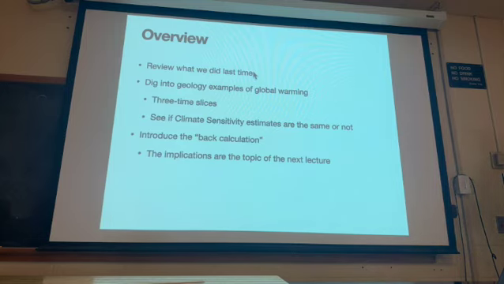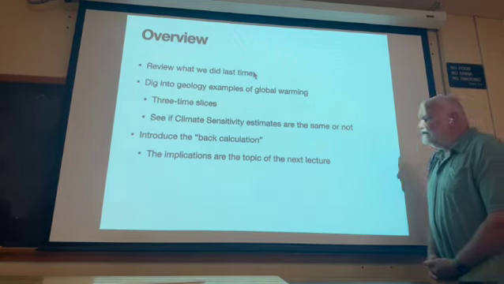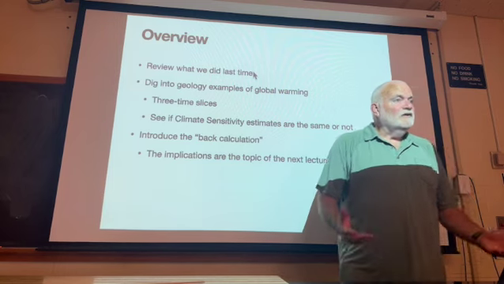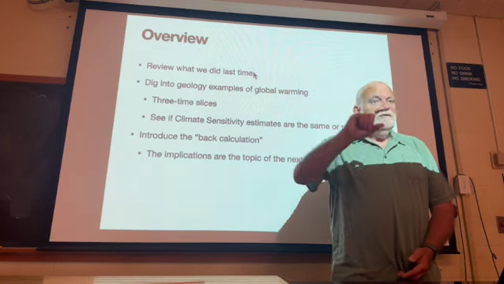I'll spend a little time reviewing the homework assignments. This session's homeworks are not fully evaluated yet, so just give us a little time. I'll dig into the geologic examples of global warming, 3 different time slices, 3 different lengths of time, 3 different times in the geologic history. And we're going to see if the climate sensitivities are the same or not, and I've already given it away, they're not. And so why might that be? But to do that, we're going to quantify it with a back calculation, and then we'll worry about, so what? What does that matter? Which is sort of a follow-up on the bonus question.